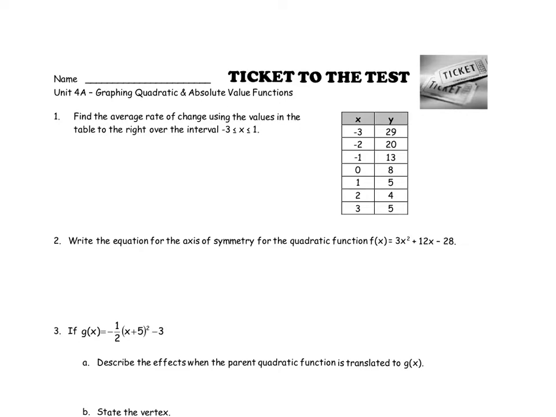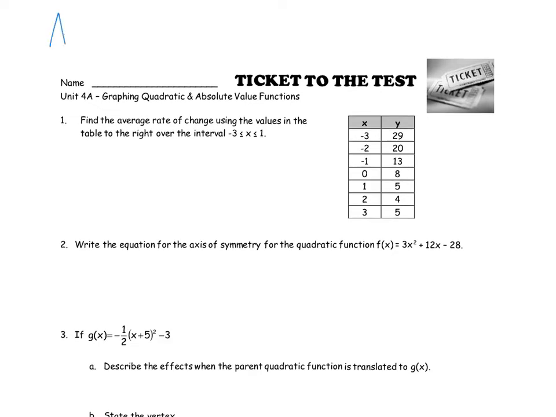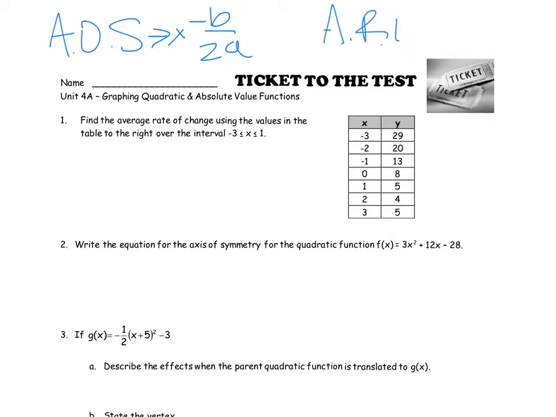Okay, so there are two formulas you need to know for this test. The first one is axis of symmetry. Axis of symmetry is what cuts the quadratic or absolute value in half. So that's negative b over 2a. The other one is average rate of change, and that is y2 minus y1 over x2 minus x1.